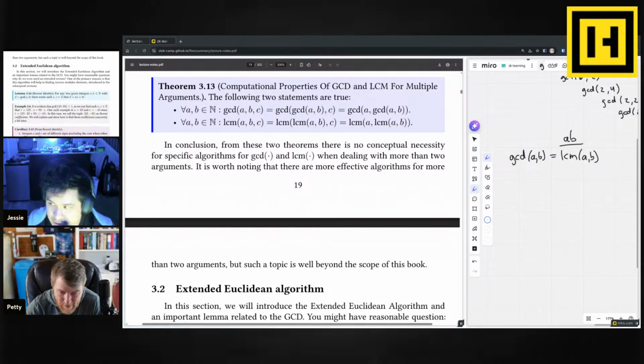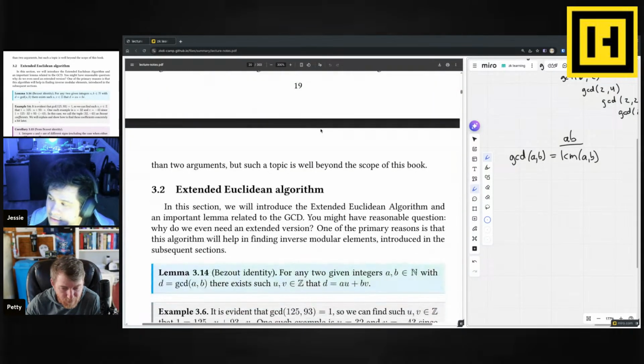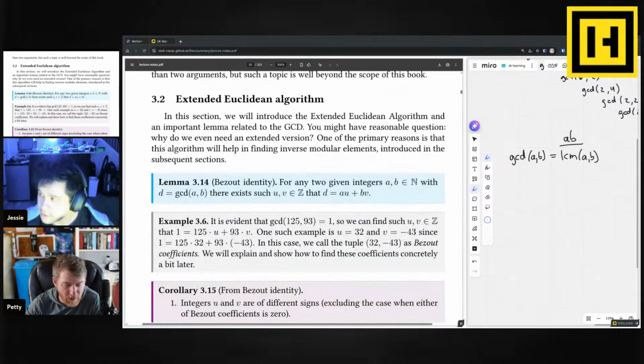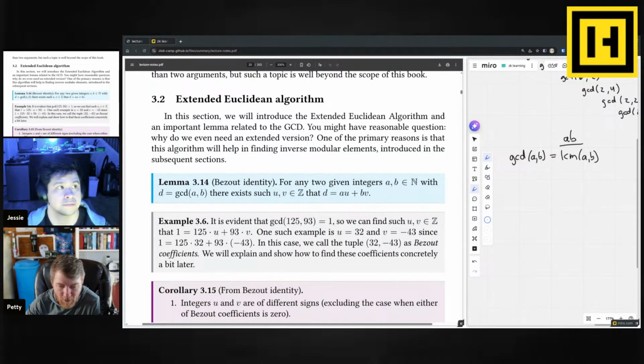I can read this, or you want to go? I'll go. All right, extended Euclidean algorithm. In this section, we will introduce the extended Euclidean algorithm, an important lemma related to the GCD. So, greatest common divisor, you might have a reasonable question: why do we even need an extended version? One of the primary reasons is that this algorithm will help in finding modular inverse elements introduced in the subsequent sections.